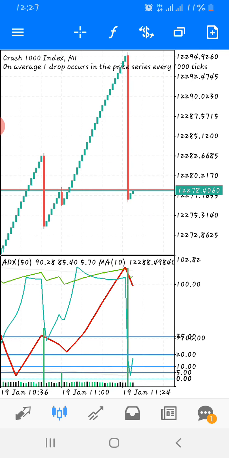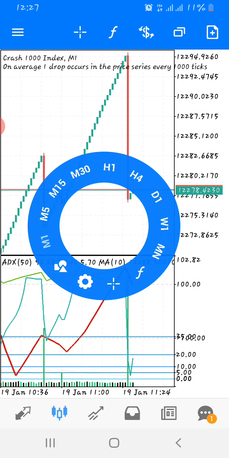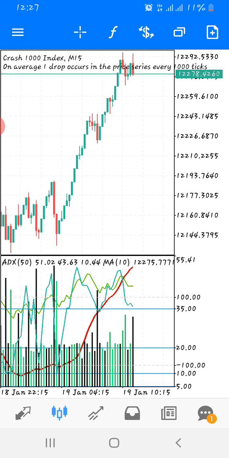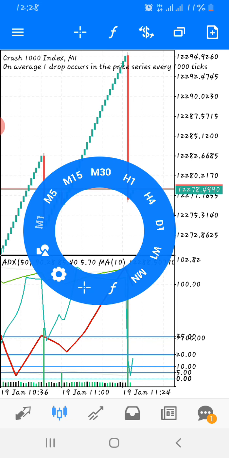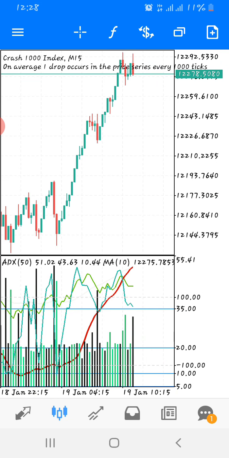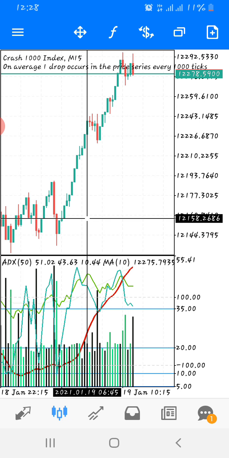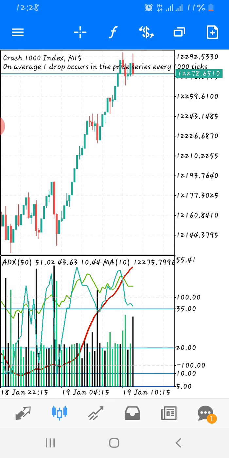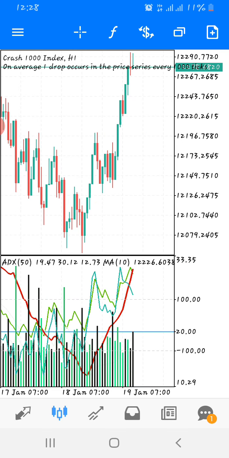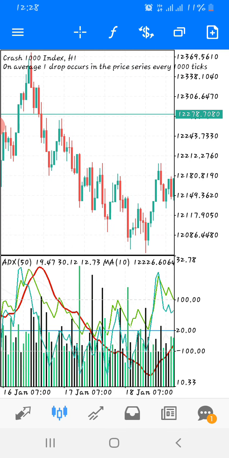So that's how we got the spike for the 15 on the Crash 1000. At this point, you have to leave the trade because the market is consolidating. You don't know where it's going next. The market can continue a downtrend or it can continue an uptrend. To determine that, you just go to a higher time frame and analyze.